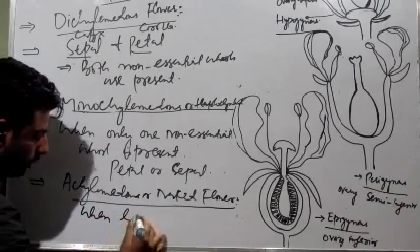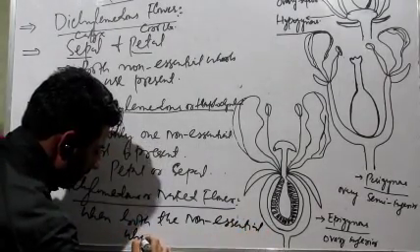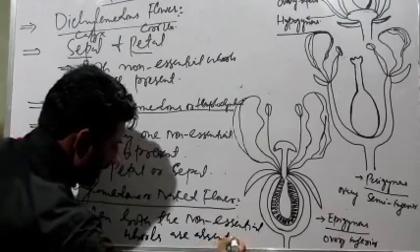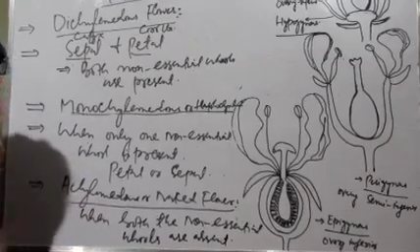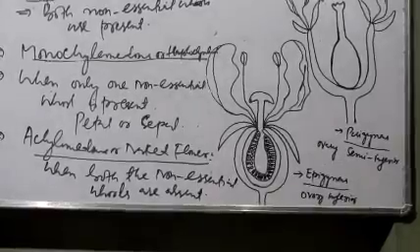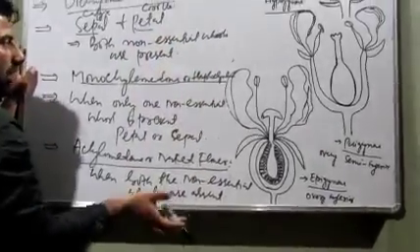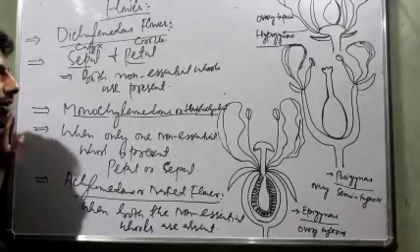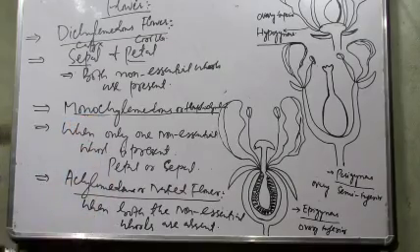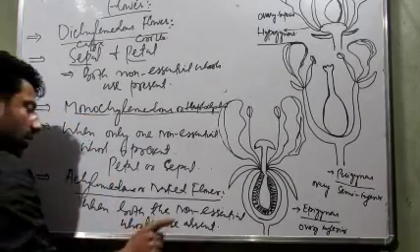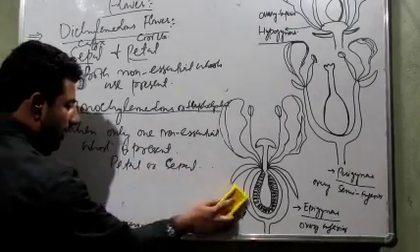So when both the non-essential whorls are absent, neither calyx is present nor corolla is present, such a kind of flower is said to be achlamydious or naked flower. So we have three different types of flowers based on the presence or absence of the non-essential whorls. If both non-essential whorls are present, the flower is said to be dichlamydious. If only one non-essential whorl is present, it is monochlamydious. And if both the non-essential whorls are absent, neither sepal nor petal is present, that is said to be achlamydious. Okay? So hope you are getting it.